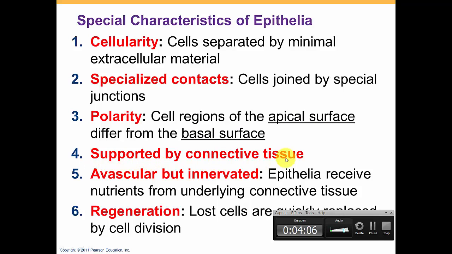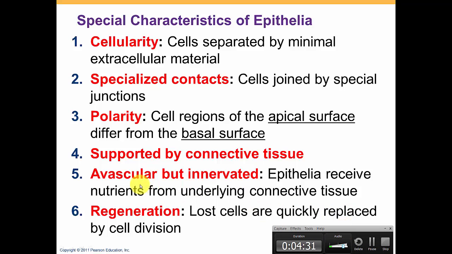All epithelia are supported by connective tissue, and all epithelia are avascular. The letter A or N in front of a word without a space means no. It's not vascular, but it has innervation. So it has no blood vessels traveling through it. It gets its blood supply from the connective tissue that's below it, and its innervation also travels through the connective tissue and through the epithelium.